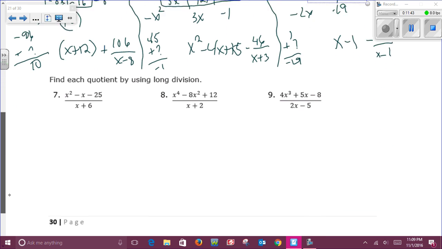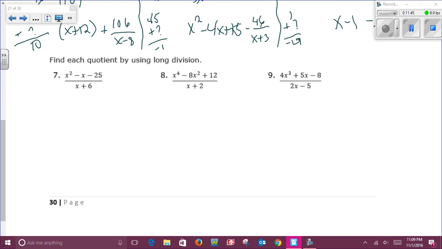All right. Find each quotient by using long division. Oh, joy. All right. So, long division. Put x plus 6 on the outside. On the inside is x squared minus x minus 25.